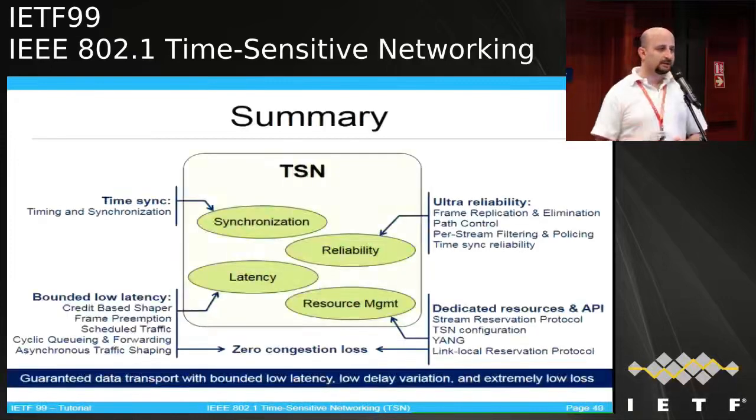So to summarize, TSN has these 4 pillars: synchronization, for which we have the 802.1AS specification; reliability, which covers multiple aspects, as we heard; the replication and elimination for providing extremely low loss protection for device failures, and all the rest for protection against misbehaving streams, and the shapers and queuing mechanisms to provide the latency, together with the resource management in order to achieve zero congestion loss.